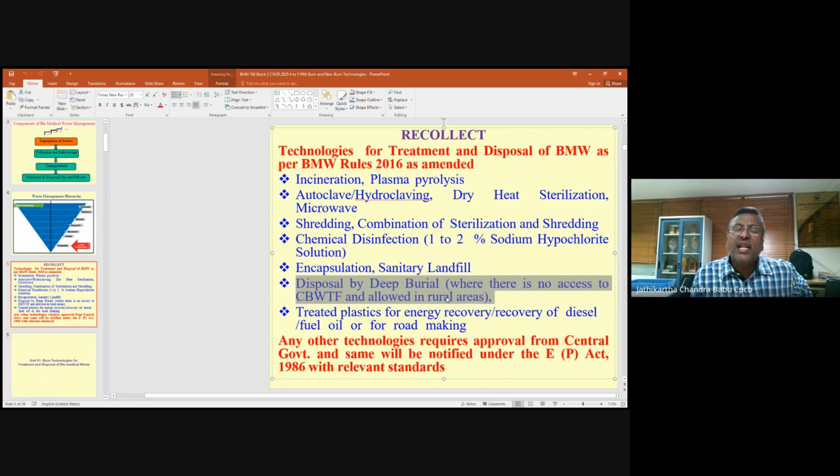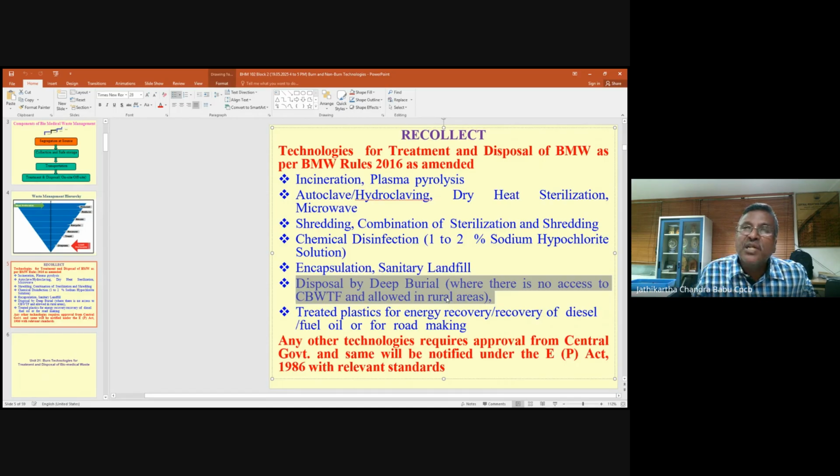Means you can have autoclave followed by shredding. Shredding followed by autoclave cannot be there, but autoclave followed by shredding can be there. For ensuring proper treatment and no reuse of waste, shredding is a must after treatment of waste by autoclave, hydroclave, dry sterilization, or chemical disinfection.